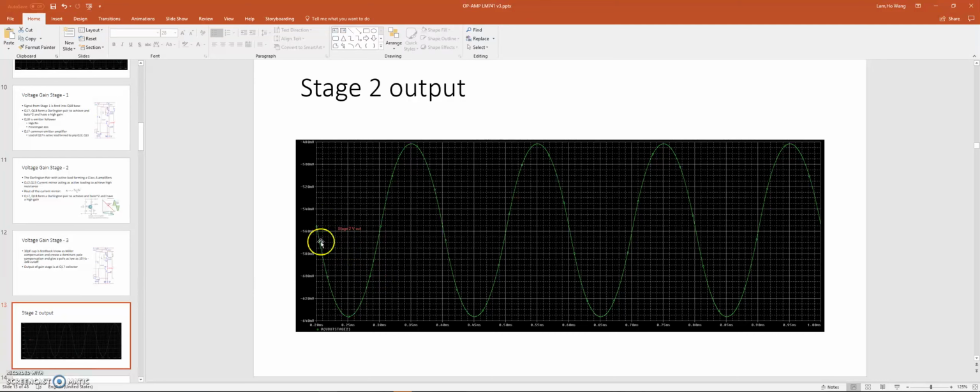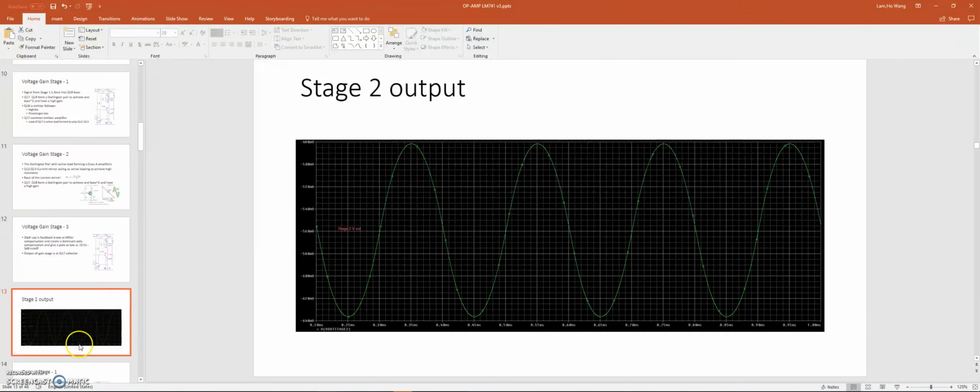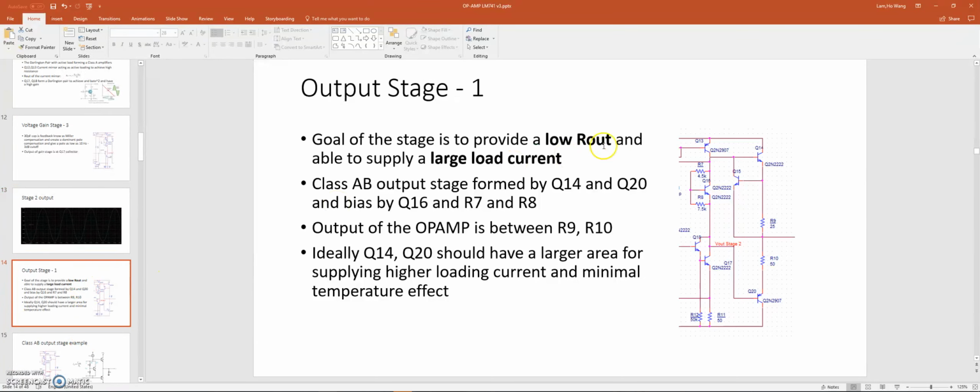Okay, here we are seeing a much cleaner output waveform from the second stage, the gain stage. So here's the final stage. This is the output stage. The goal of this stage is to provide a very low output impedance, but also still be able to supply a very large loading current.